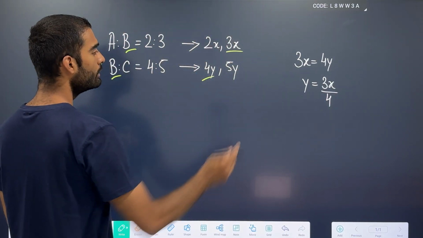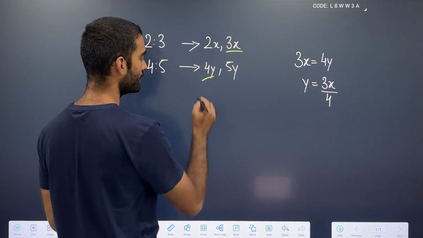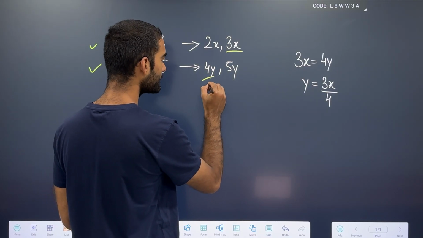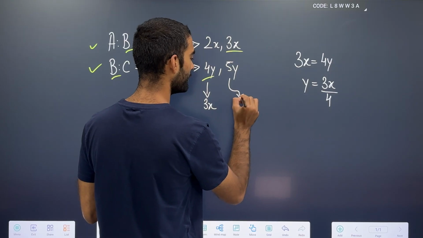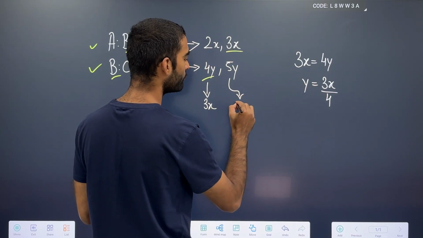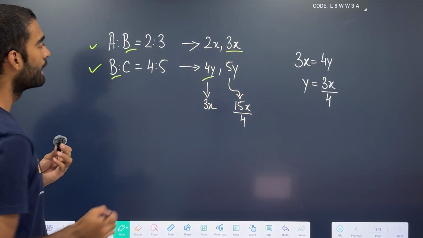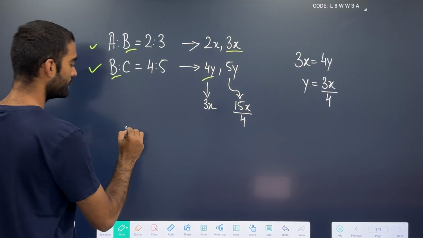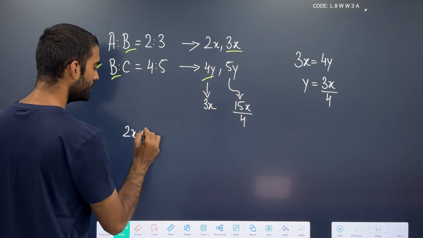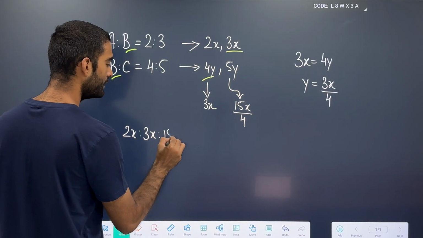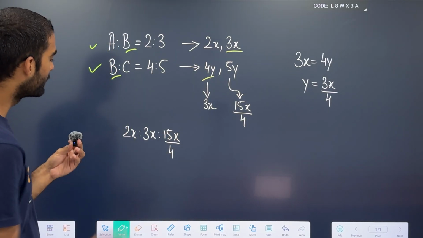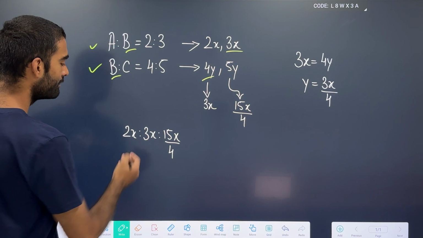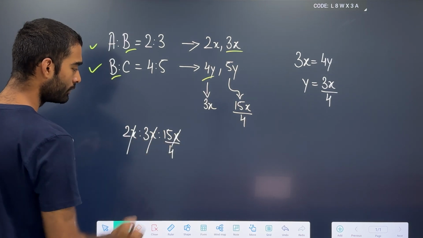Now what I'm going to do is substitute it back in this one. So 4y becomes 3x and 5y is going to become 15 by 4x. Now I have to calculate the ratio of A is to B is to C. So it's nothing but 2x is to 3x is to 15x by 4. But this doesn't look good because there is a variable here. We can't have that. Since it's common, we can cancel it out.